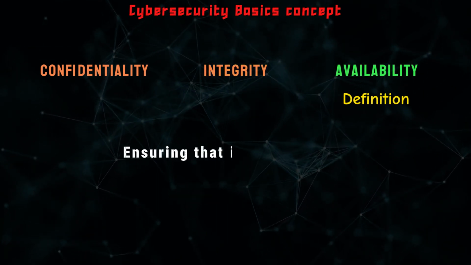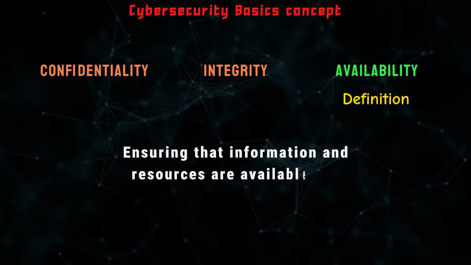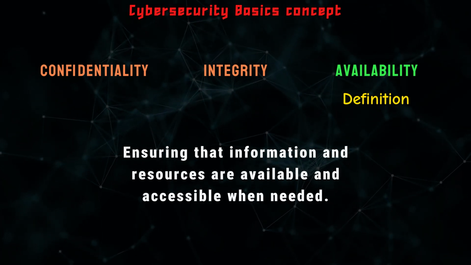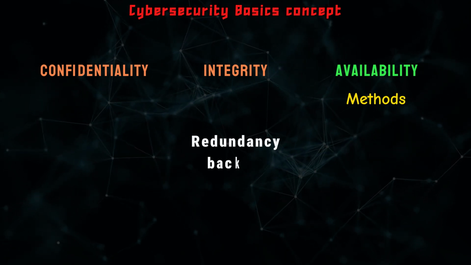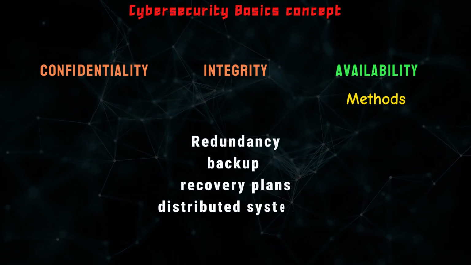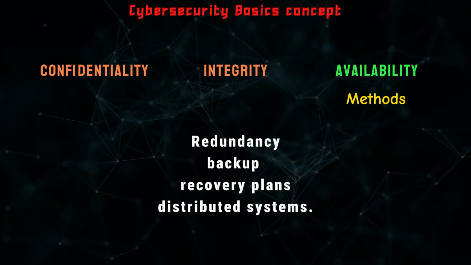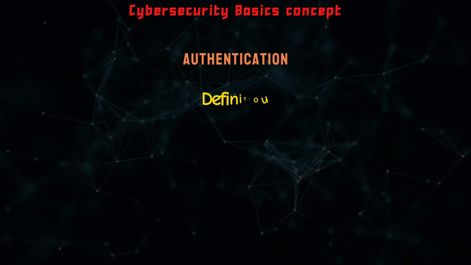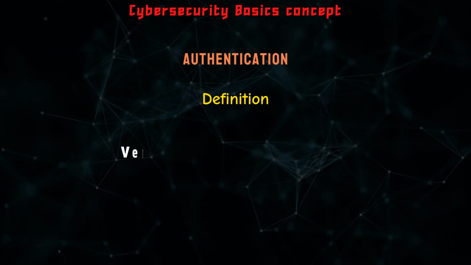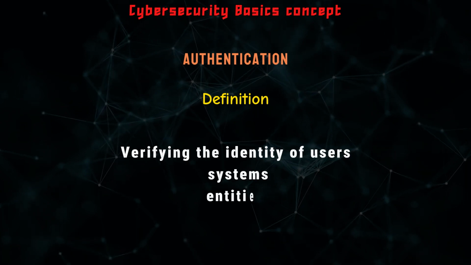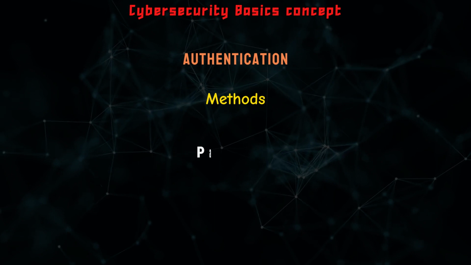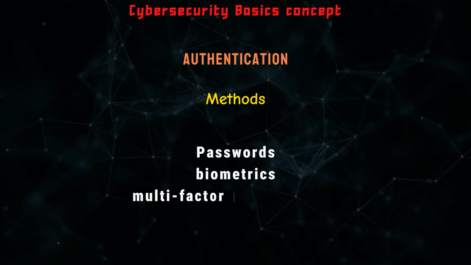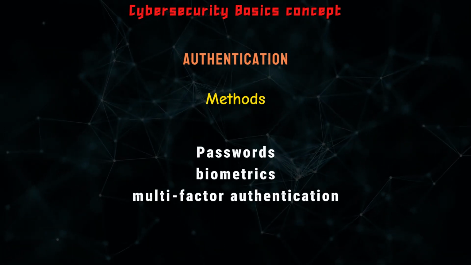Availability. Definition: ensuring that information and resources are available and accessible when needed. Methods: redundancy, backup and recovery plans, distributed systems. Authentication. Definition: verifying the identity of users, systems, or entities. Methods: passwords, biometrics, multi-factor authentication.